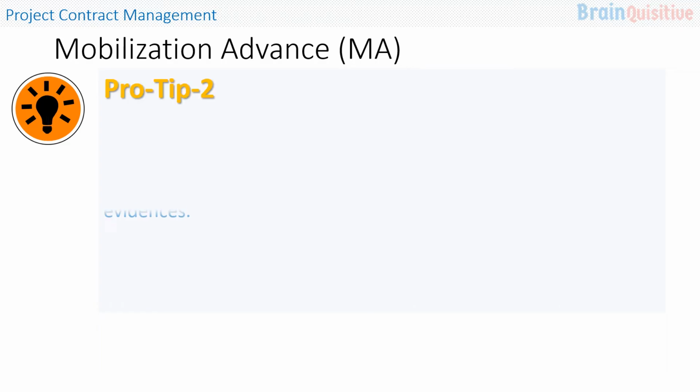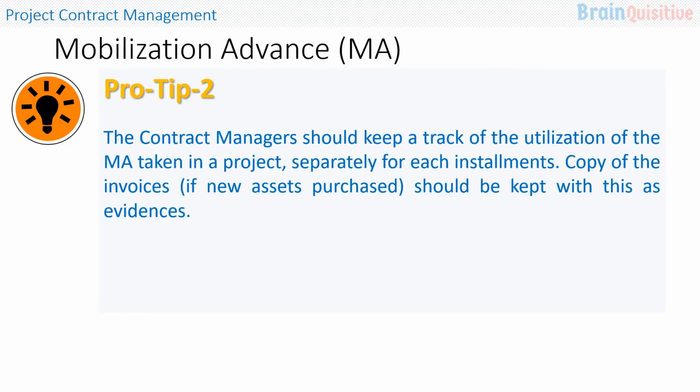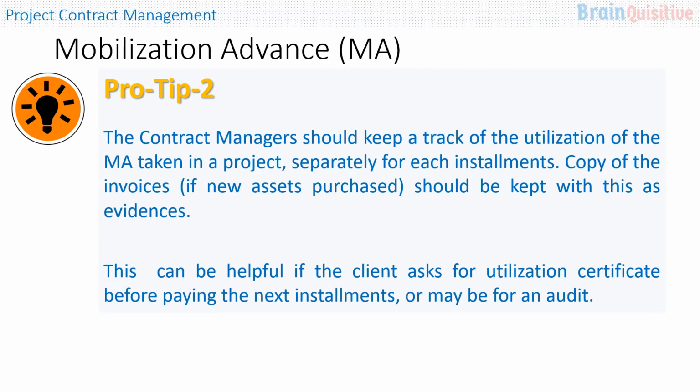Pro tip 2: the contract manager should keep a track of the utilization of the mobilization advance taken in a project separately for each installment. Copy of the invoices, if new assets are purchased, should be kept with this as evidence. This can be helpful if the client asks at a later date for the utilization certificate before paying the next installment of the mobilization advance, or even be useful for an audit.